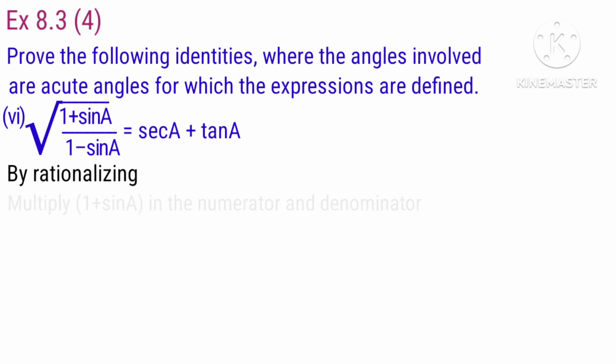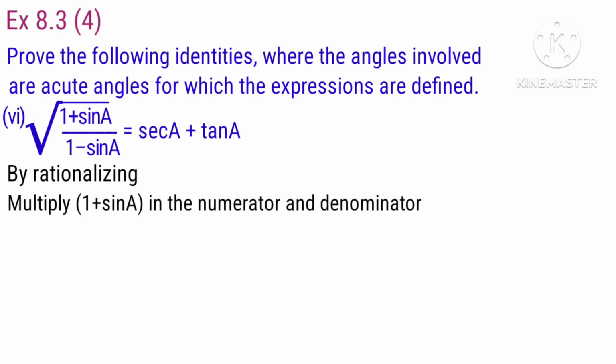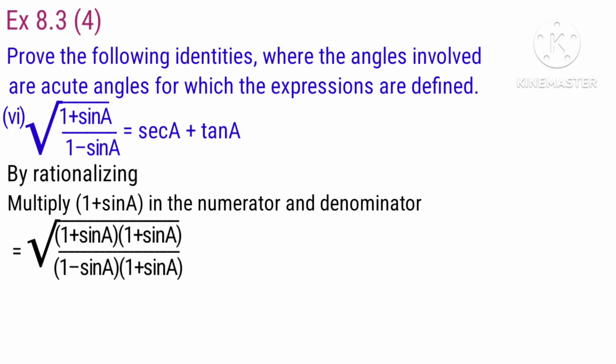So, we have to multiply 1 plus sin A in the numerator as well as in the denominator. Because the denominator has a minus sign, when we do the rationalizing method, we have to use the opposite sign. So, here a plus sign. When we multiply, we'll get square root of 1 plus sin A into 1 plus sin A divided by 1 minus sin A into 1 plus sin A.